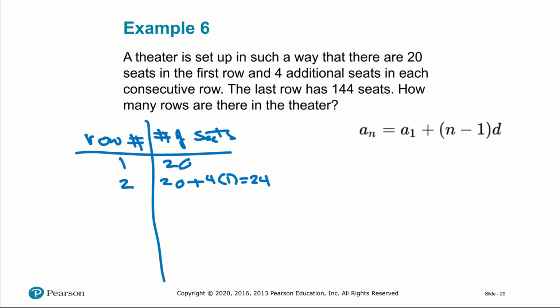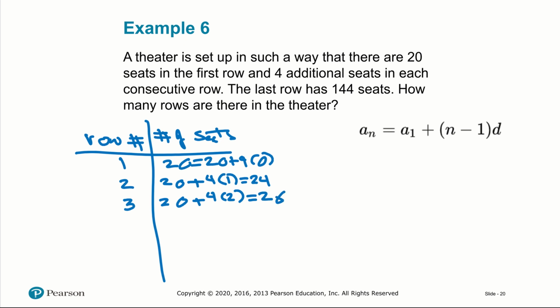Can we write the first row's number of seats using this kind of a setup? Pause the video and think about it and see if you can do that. Write it in this format. All right, I think hopefully you know that you can always write this as 20 plus 4 times 0. Okay, so what would the third row represent as far as the number of seats? Well, that would be 20 plus how many of those 4s? We have to add 2 4s now, right?